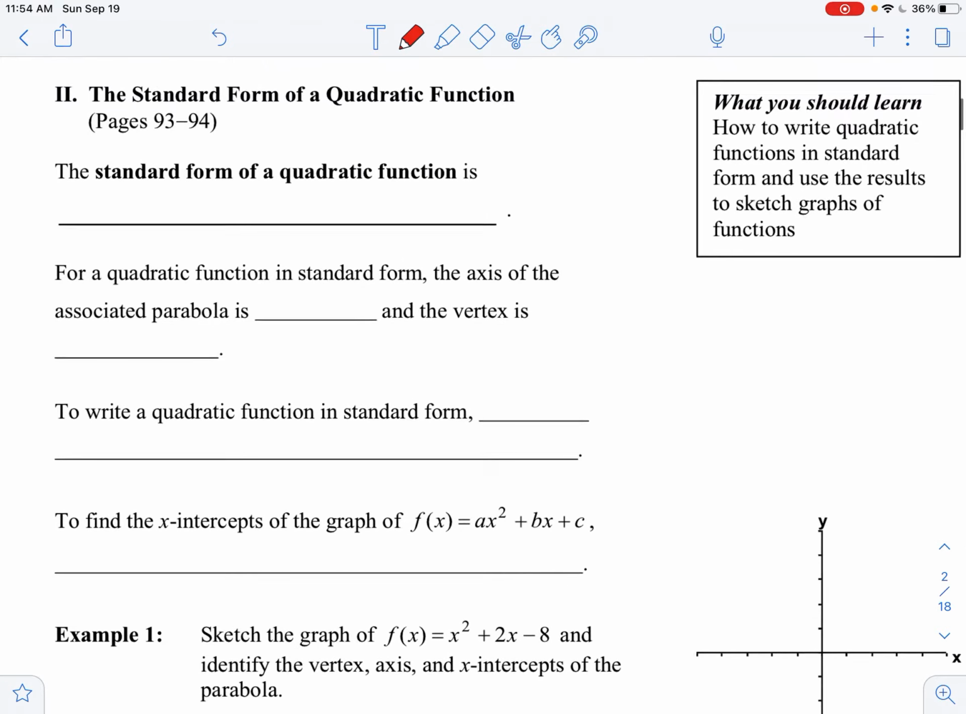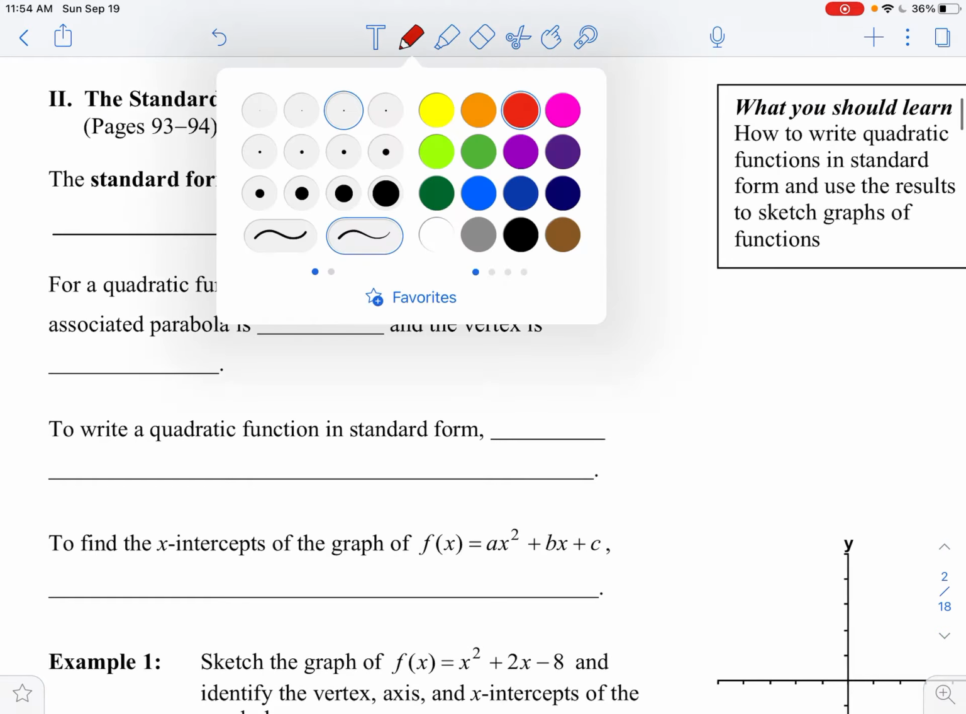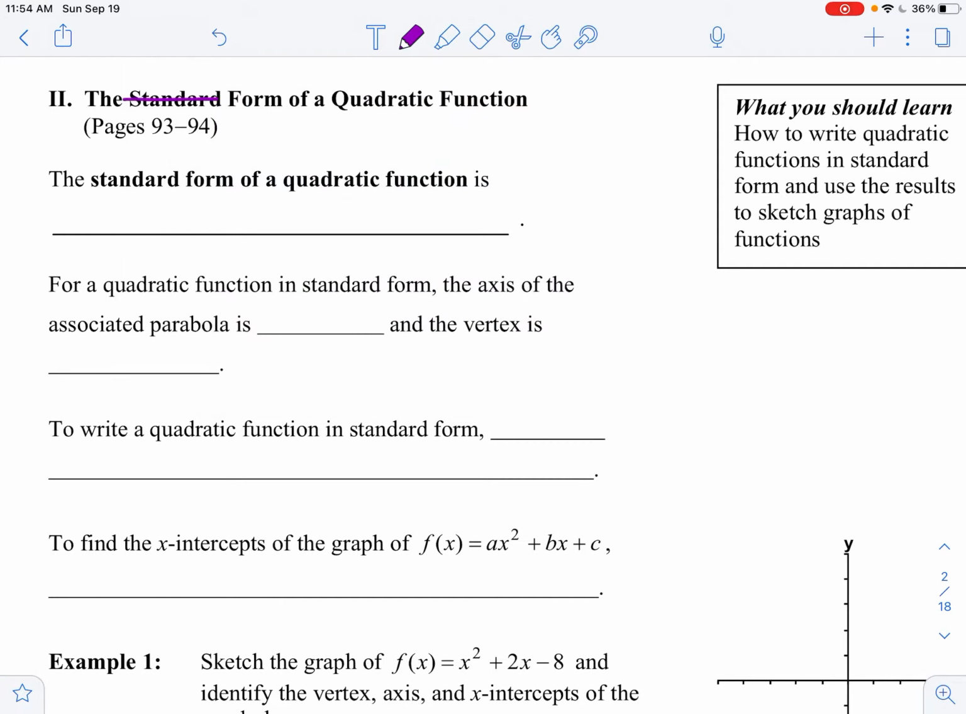All right, let's talk about, now this book calls it the standard form, but it's not really the standard form. Everyone else calls it the vertex form. So we're going to relabel this. That's how you learned it last year, the vertex form, okay? So just go ahead and write right over it.